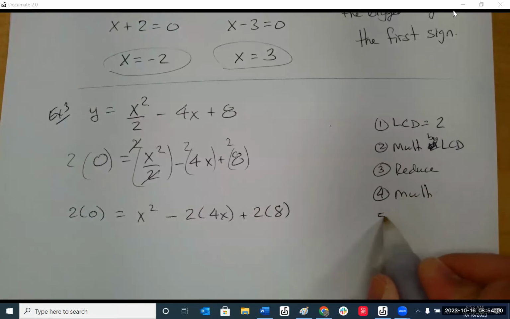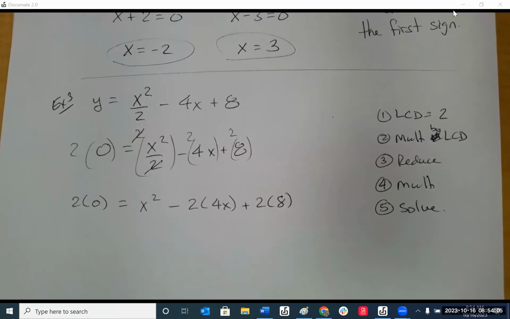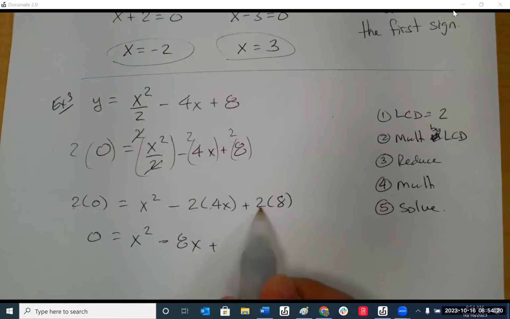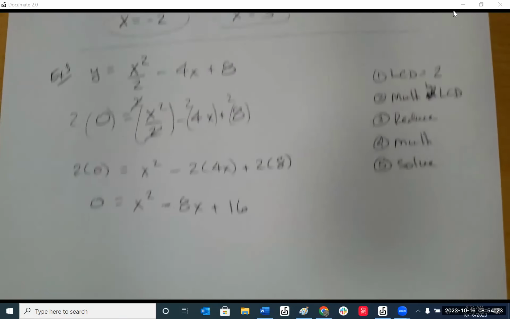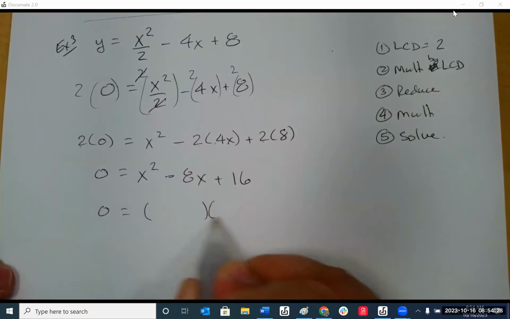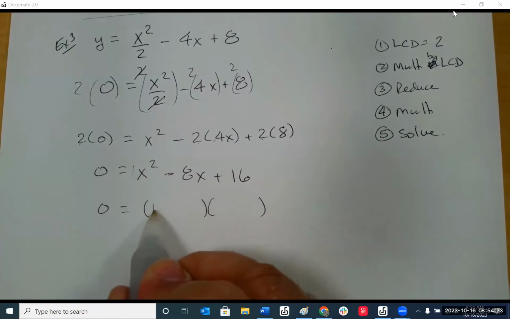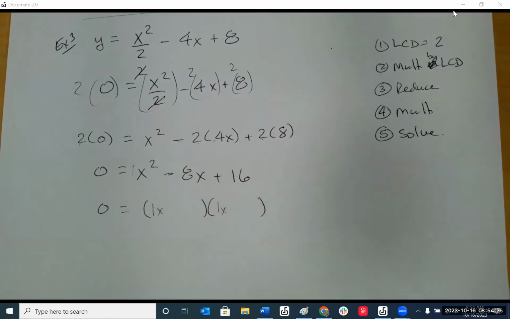Multiply and solve. Negative times positive is negative. 2 times 4 is 8x. 2 times 8 is 16. So we got rid of the fraction. Now let's see. The leading term goes in front. That's 1x, 1x.